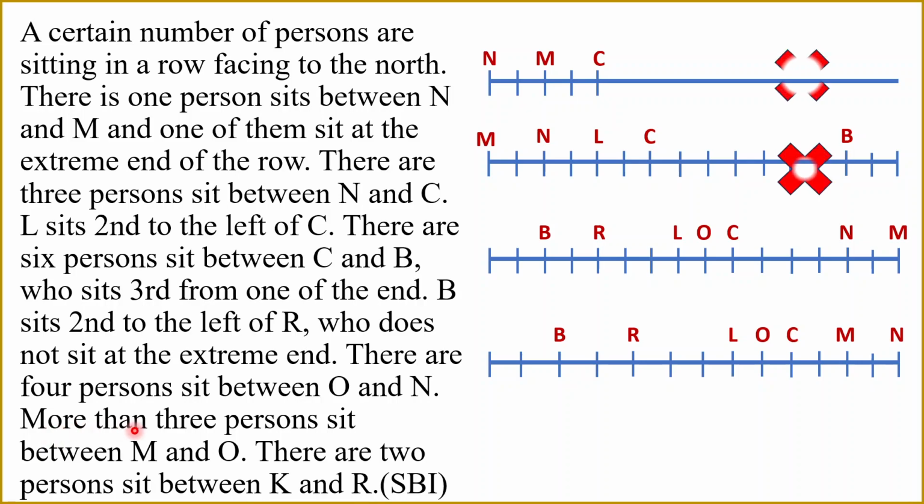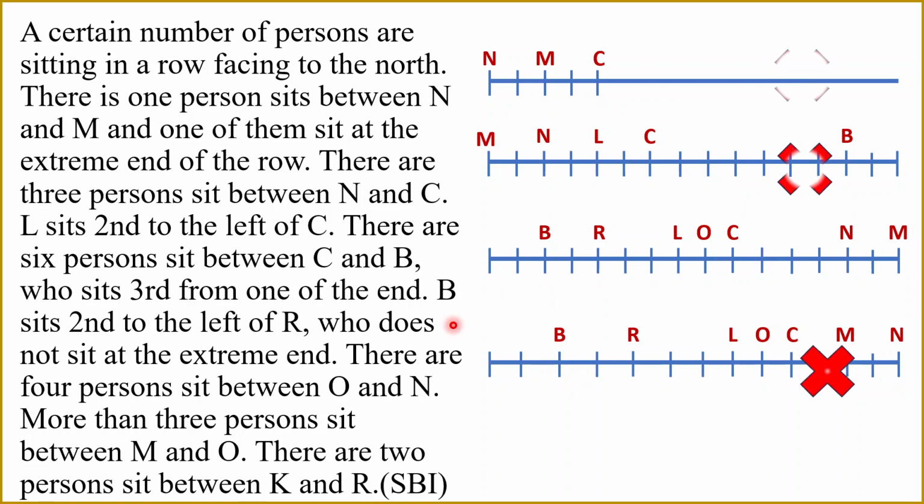Now it is given more than 3 persons sit between M and O. So between M and O, there are more than 3 people. So in case number 3, it is clear that more than 3 people are sitting between M and O. In case number 4, as you can see that there are only 2 people between M and O, means case number 4 is also wrong. So case number 1, case number 2, and case number 4 are wrong. Now we'll only focus on case number 3.